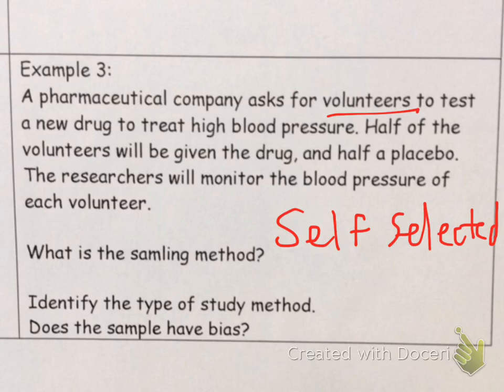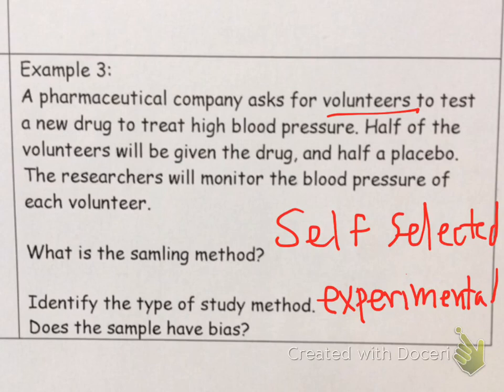And then it says identify the type of study method. Well, the type of study method would be, is it a survey, experimental, or observational? Because they're actually giving one group the medicine and one group not the medicine, this is going to be experimental. Because that's what experimental does, it gives the group half and half.